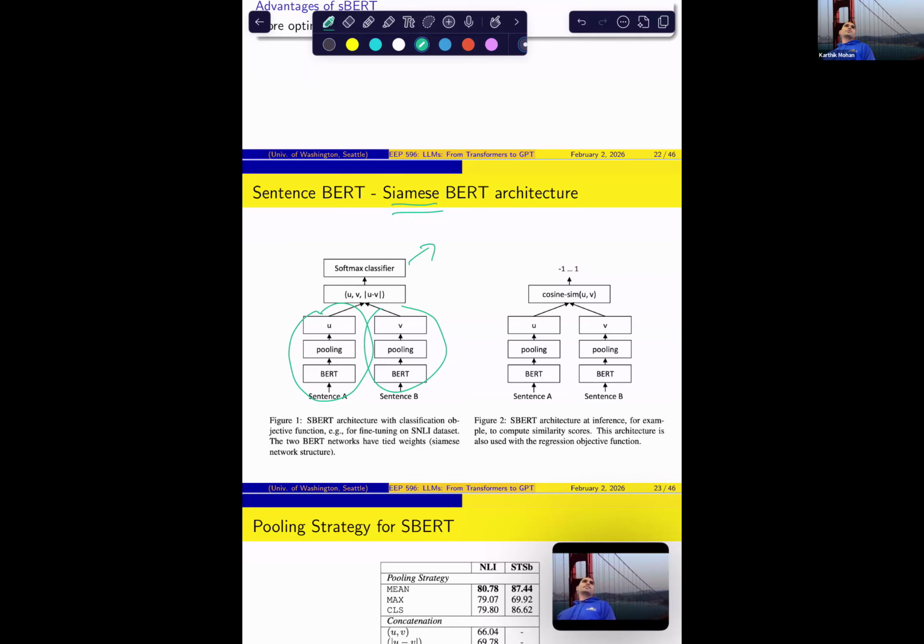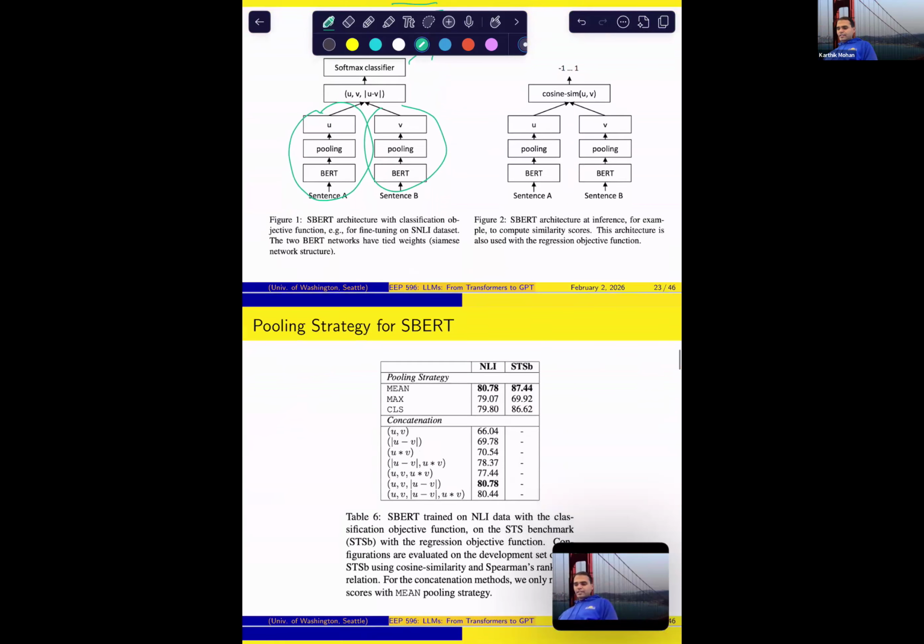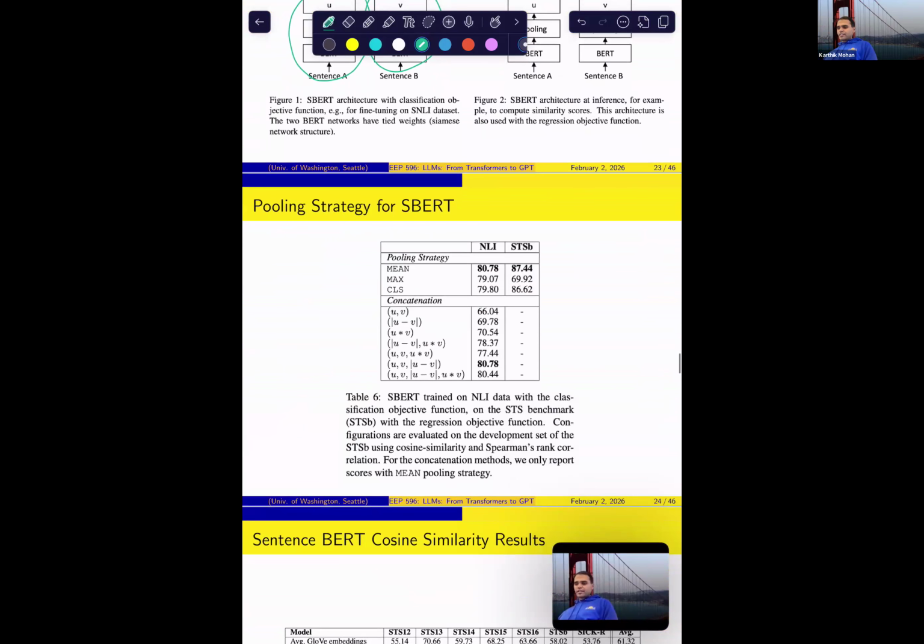And people who did sentence BERT found that it does better than just BERT embeddings, right? It's really good for similarity search, semantic search, embedding based retrieval. So that's kind of sentence BERT. There's some studies on it. People have examined the pooling strategy.